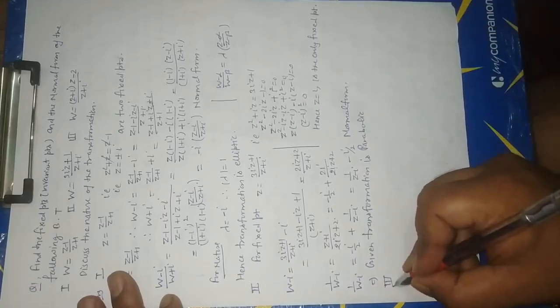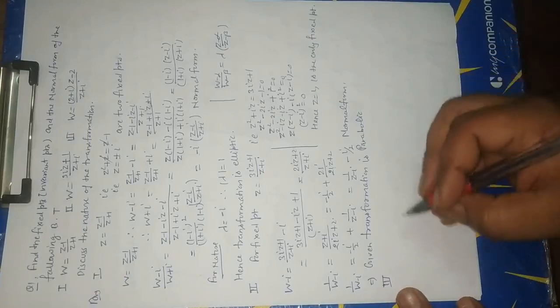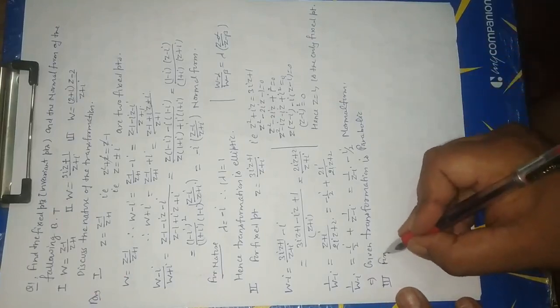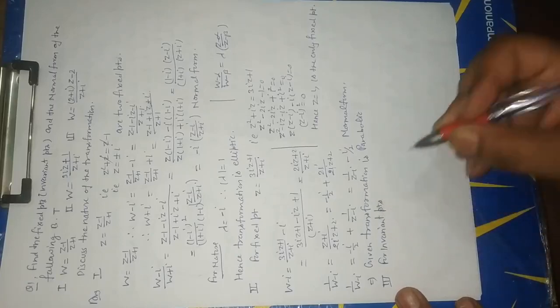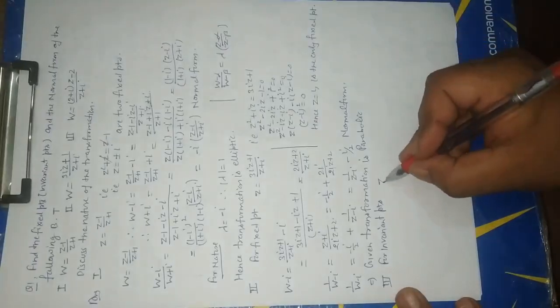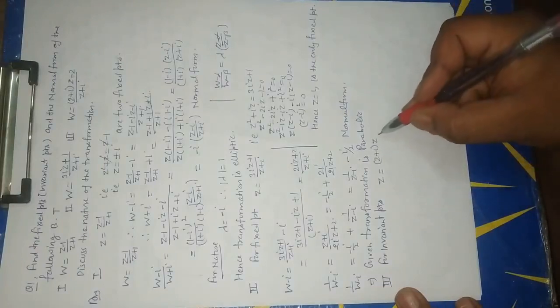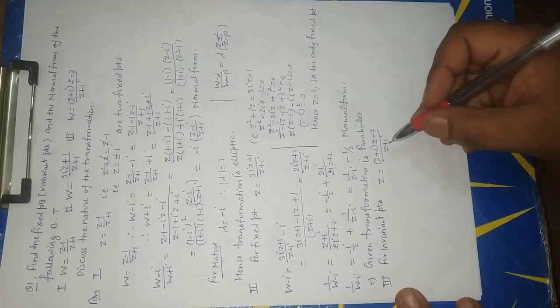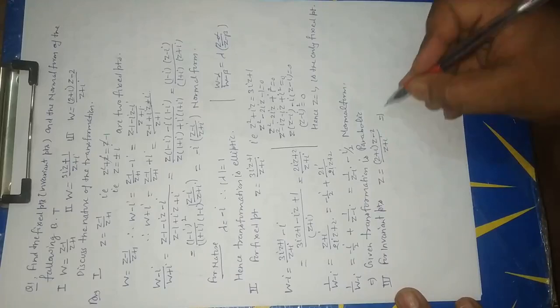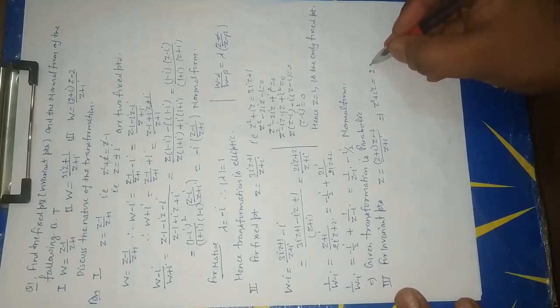Now third part is for invariant point or fixed point. z equals (2 + iz) minus 2 upon z plus i, which implies z square plus iz equals (2 + i) into (z minus 2).